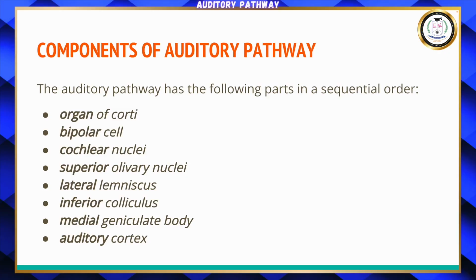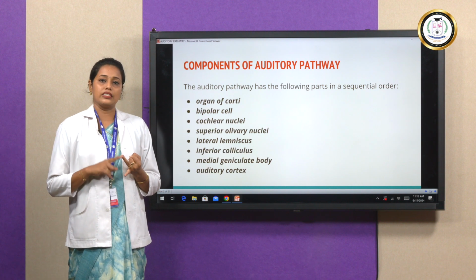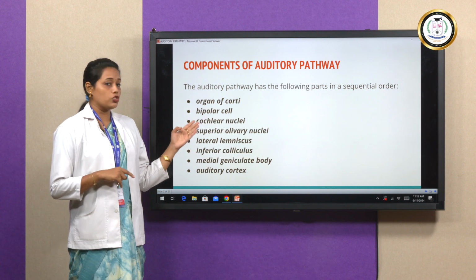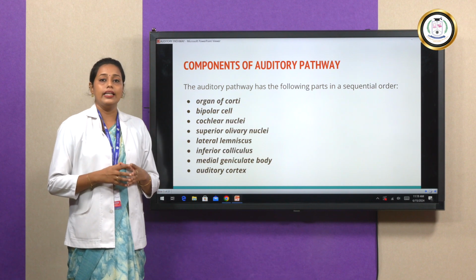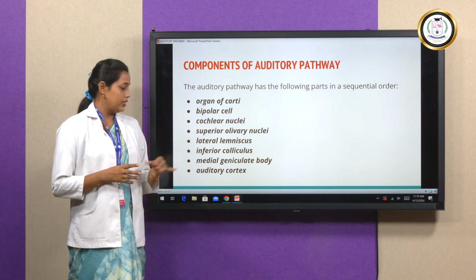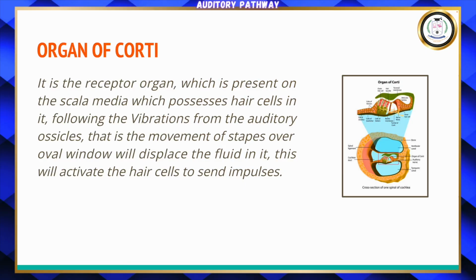Now we'll discuss the components of the auditory pathway. So we have these many components which follow in a sequential manner. First comes the organ of Corti and the next one is the bipolar cells, followed by the cochlear nucleus and the superior olivary nucleus, lateral lemniscus, then comes the inferior colliculus, then the medial geniculate body and the auditory cortex. First, we will discuss the organ of Corti.